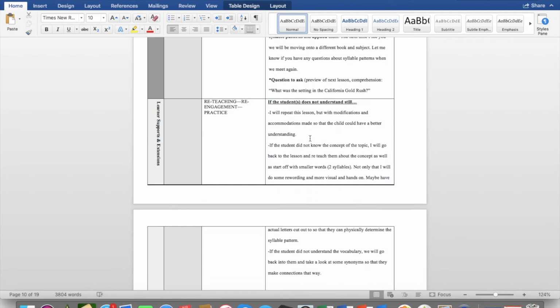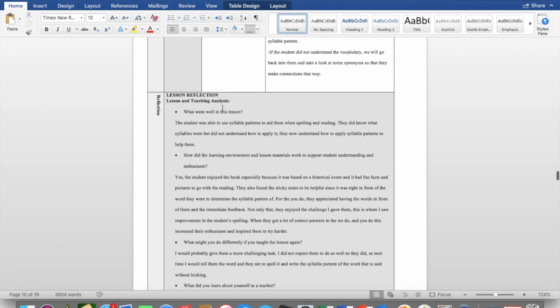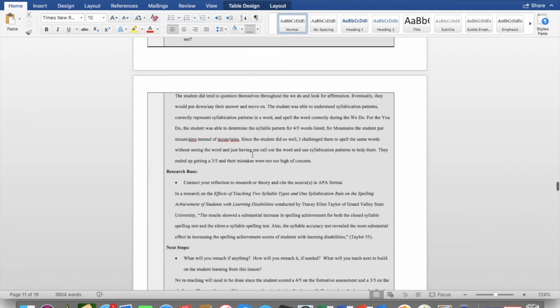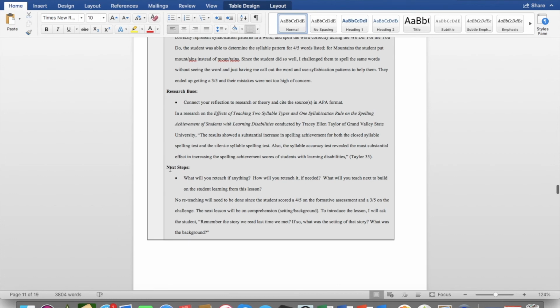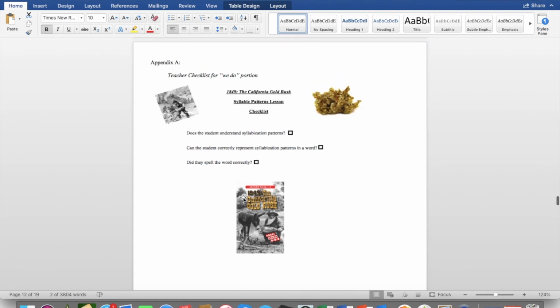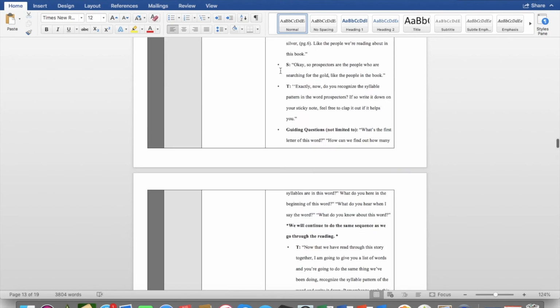For reteaching, you don't have to reteach, but if the student needs it, they didn't understand it, do write in this box what you would do if you had to. And that's it for that. And then, of course, down here you do a reflection, answer the reflection questions, which are just based on how the lesson went, what you think you can do better and stuff like that. And then in your appendix, you put your assessments and stuff like that. And that's really it for the ELA lesson plan.